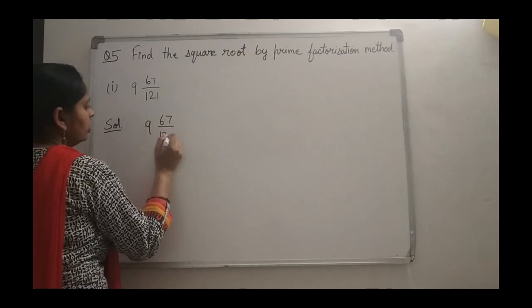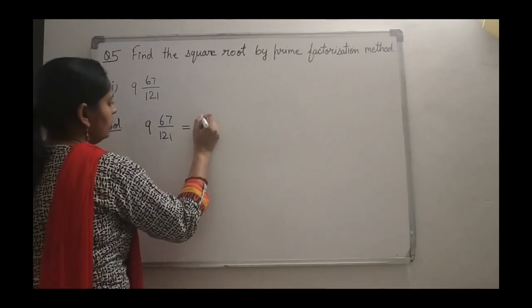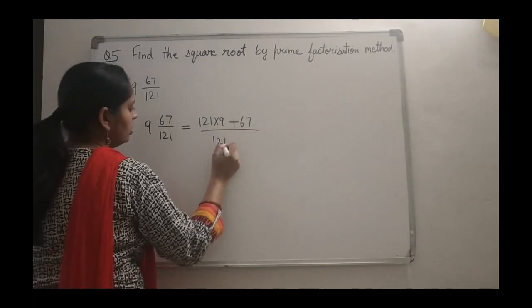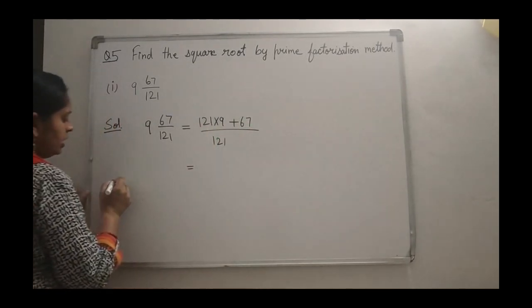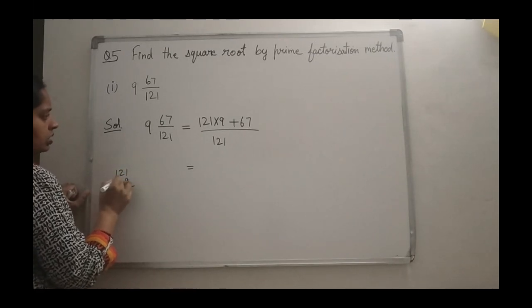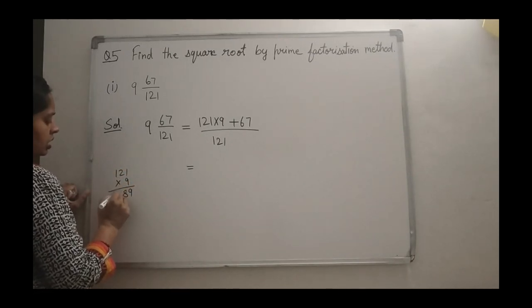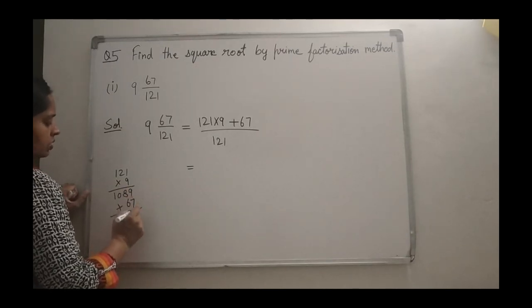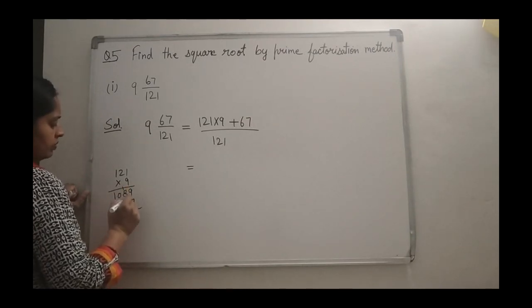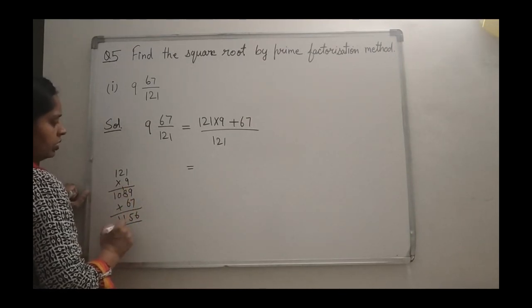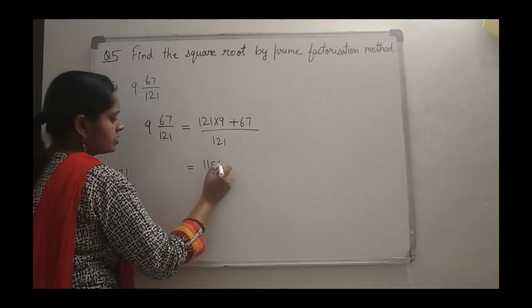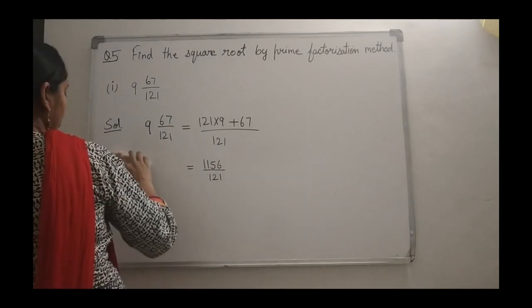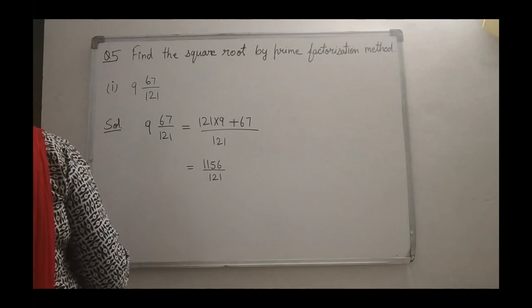9 67 upon 121 is equal to how much? 121 into 9 plus 67 upon 121. So let's multiply it. 121 into 9 is how much? 9 2s are 18 and then 0. Right? And 67 we have to add in this. So 9 plus 7 is 16. And here you will get 1156. So 1156 upon 121 is the number we are having. But now we have to find the square root of this.